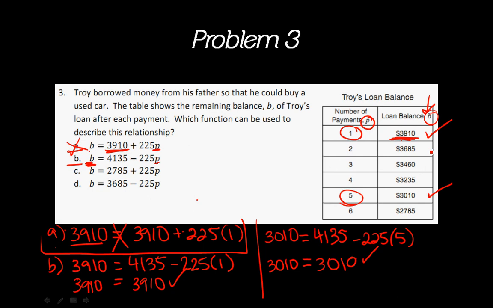So if you were doing this on the test, like I said, you need to do every single one of these points and make sure that they all work. I'll show you in the next video a case where most of the points work even though the answer is wrong. So you want to be super sure that you do that. But for this one, the correct answer is B.